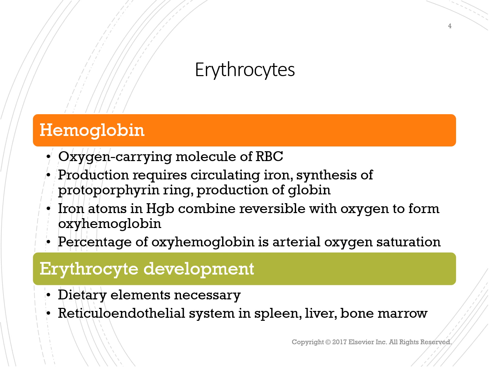With your erythrocyte development, we've already talked about those dietary elements that are necessary. So your iron, your folic acid, your B12. And then your reticuloendothelial system is in your spleen, liver, and bone marrow.